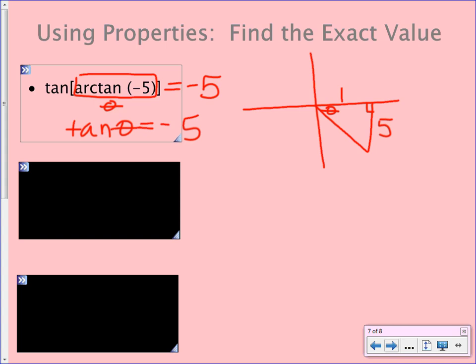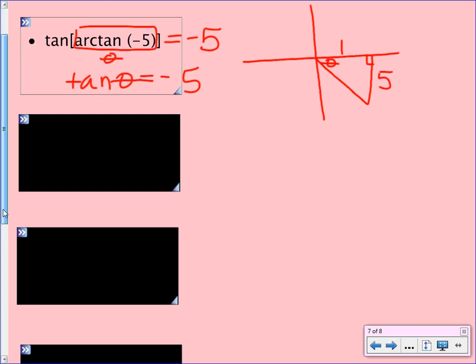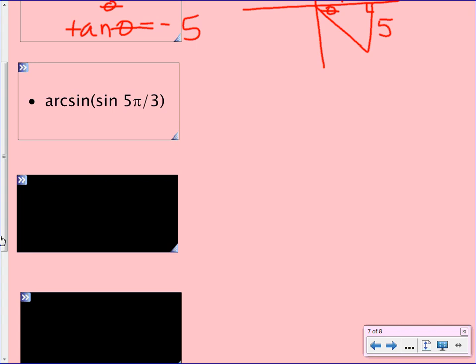All right, let's think a little bit. Scary, I know. We have the inverse sine of the sine of 5π/3. So my first question is, is this 5π/3 in the range? No, it is not.